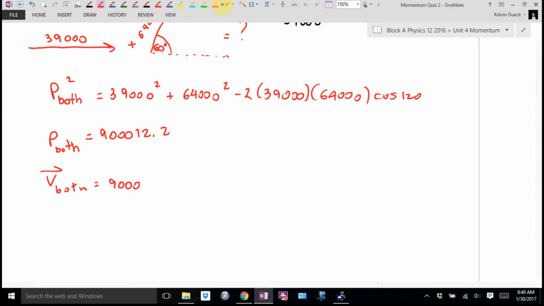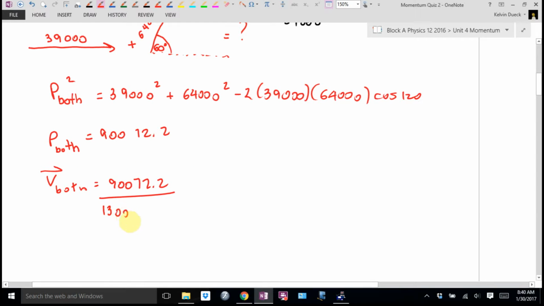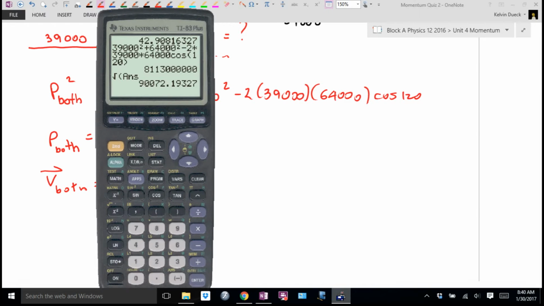I did one too many zeros there, didn't I? 72.2 divided by the mass of both, which is 1,300 plus 3,200. So to my calculator, I'm going to divide by 1,300 plus 3,200. Did you get a speed of 20.0?